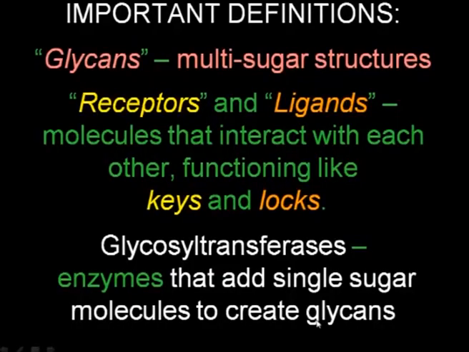So just to review some important definitions. Glycans, by definition, are multi-sugar structures. Receptors and ligands function as locks and keys. It doesn't matter whether you call something a receptor and its co-receptor a ligand or vice versa. Just recognize that one end of a molecular pair will be a receptor, the other end will be a ligand. And glycosyltransferases are the enzymes that modify scaffold, protein, or lipids to create carbohydrate decorations. Those are the glycosyltransferases.